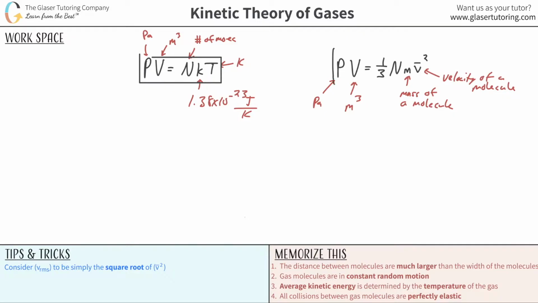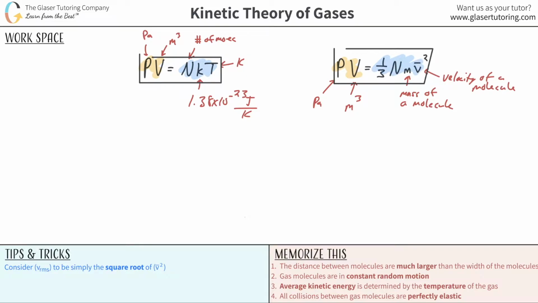What we notice between these two formulas is that we have two terms that are the same. We have P times V in both. If those both equal some other term, then I can set those terms equal to one another. So let's do that and see what happens.